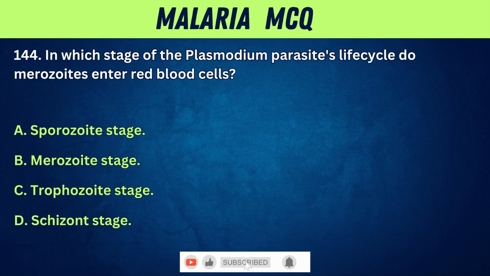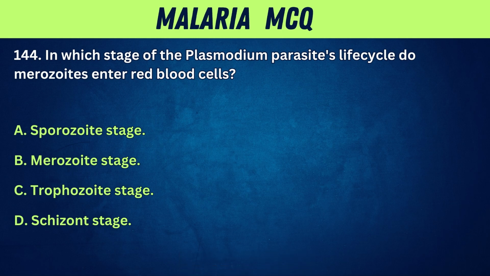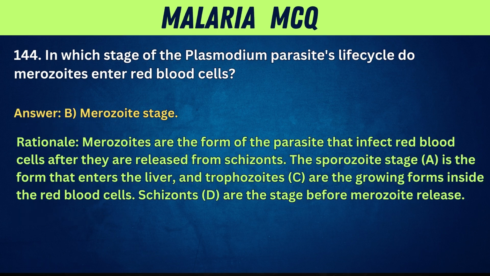144. In which stage of the Plasmodium parasite's life cycle do merozoites enter red blood cells? A. Sporozoite stage. B. Merozoite stage. C. Trophozoite stage. D. Schizont stage. Answer. B. Merozoite stage.